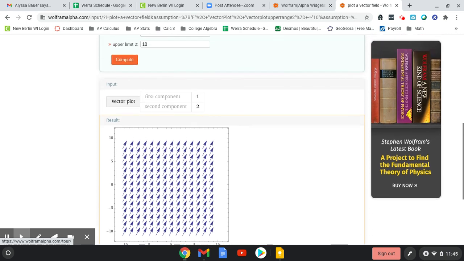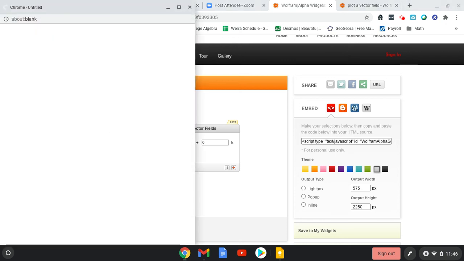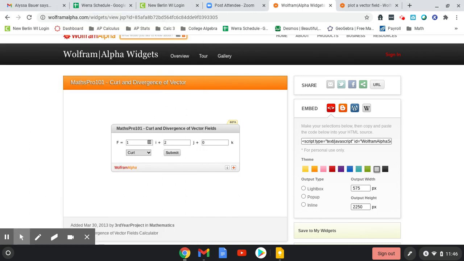And I can confirm this. This is another widget here where I can put in a vector and it will tell me the divergence or the curl. So I'm going to do curl first, actually. And it's going to compute it for me. And there you go, I can see that the curl is 0. And then I'm going to do the divergence.